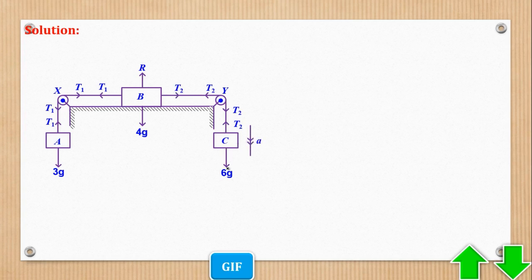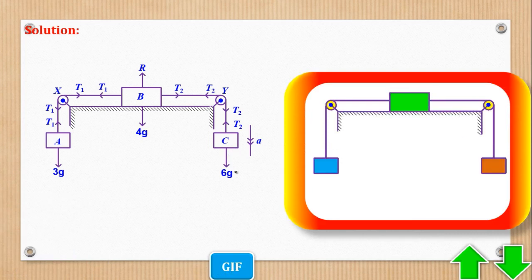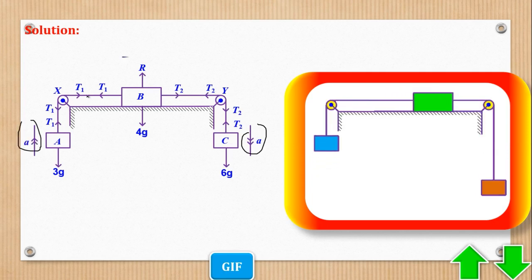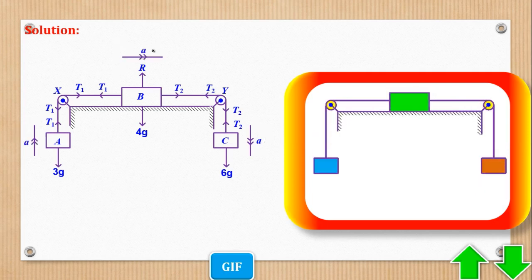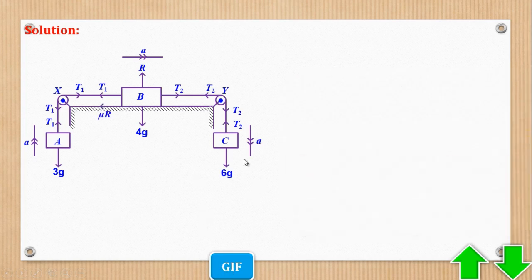Then here, this is heavier than this. So if you want to see how it looks like, this 6 kilogram mass is heavier than the 3 kilogram mass. Therefore, this one will move downward, as you see it here. And this will move upward, and this will move to the right. Therefore, when you're showing acceleration, this will be downward, then this will be upward, and this will be to the right. Then there will be friction, because the surface was rough.